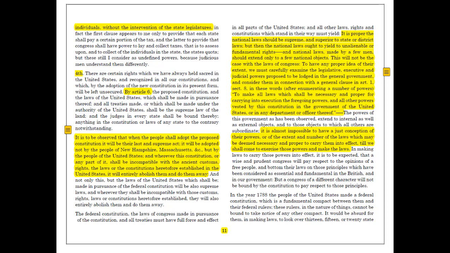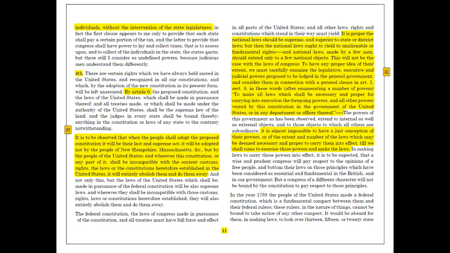This clause, seemingly hidden down here at the bottom of this list, the 18th thing, but actually worded in a radically different way than any of the preceding 17 things, proves to Smith that this is actually a plot hatched by the designers of the Constitution. If we look at the right-hand column of page 11 in the highlighted passage, Smith writes, "It is proper the national laws should be supreme and superior to state or district laws. But then the national laws ought to yield to unalienable or fundamental rights. And national laws made by a few men should extend only to a few national objects.